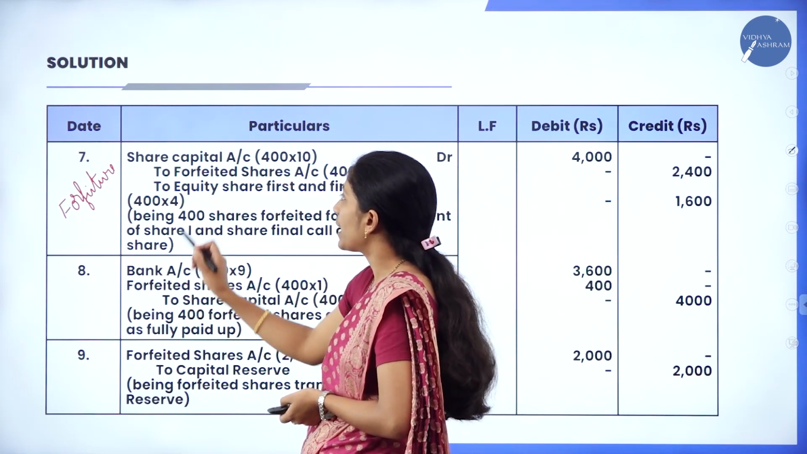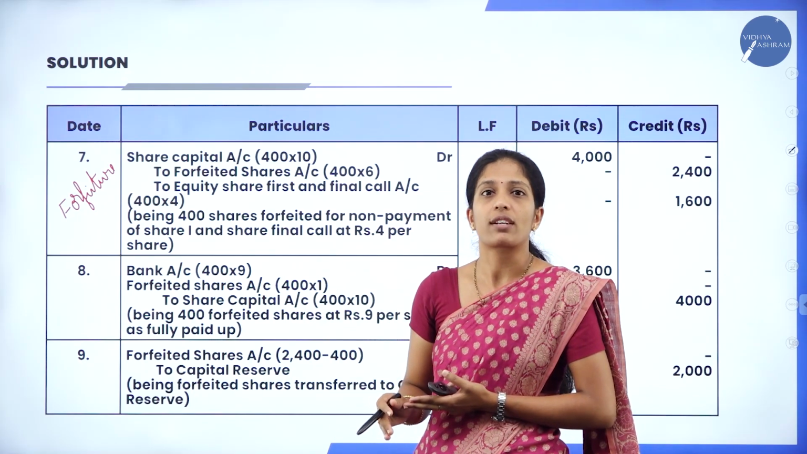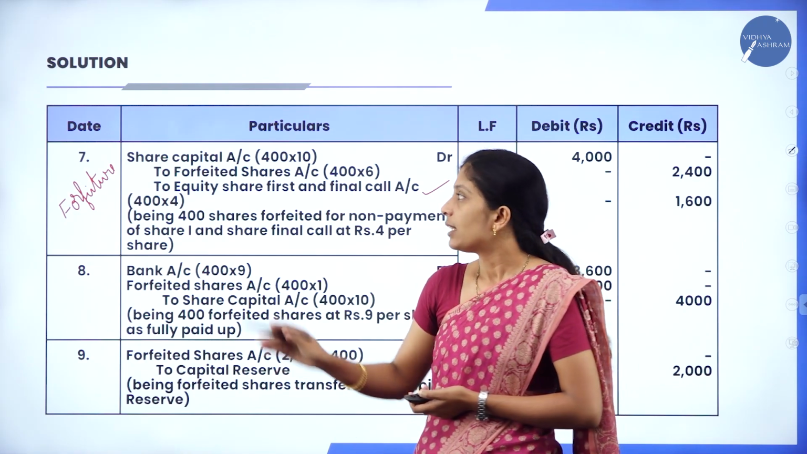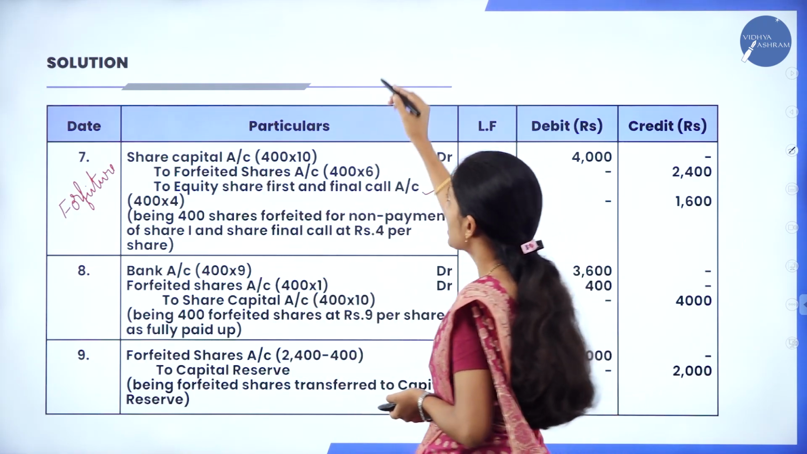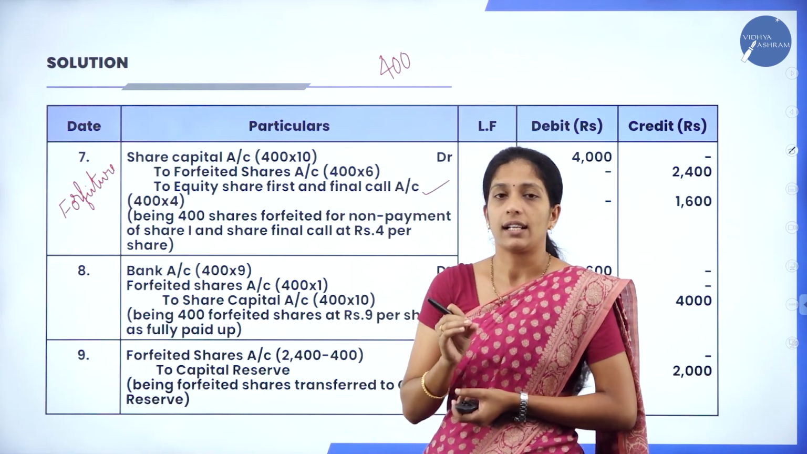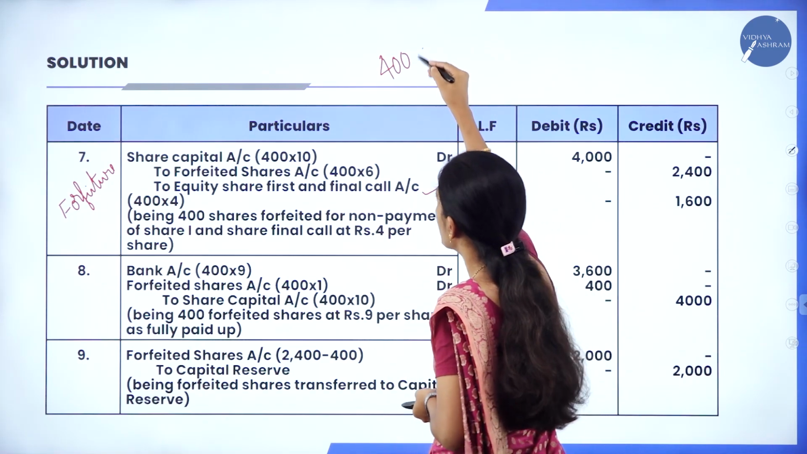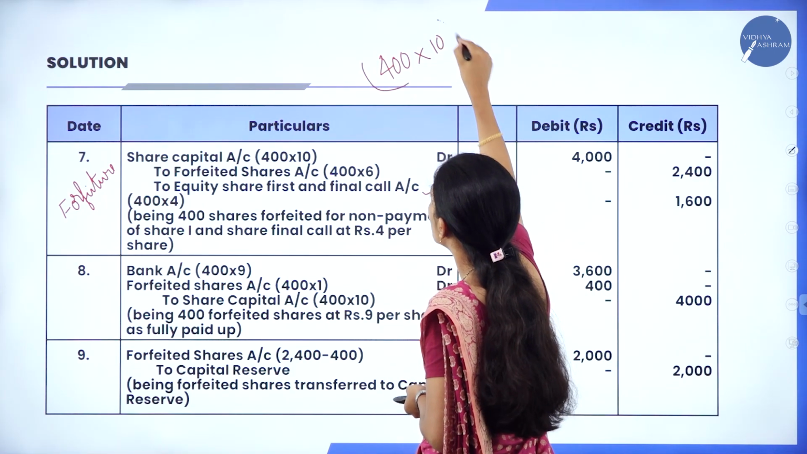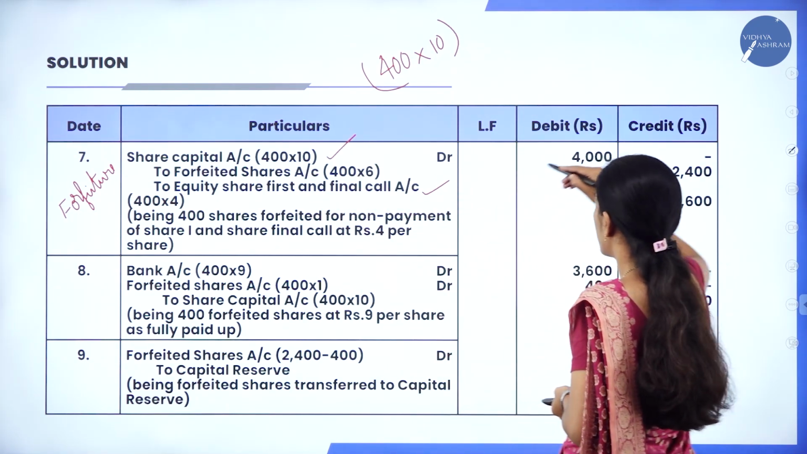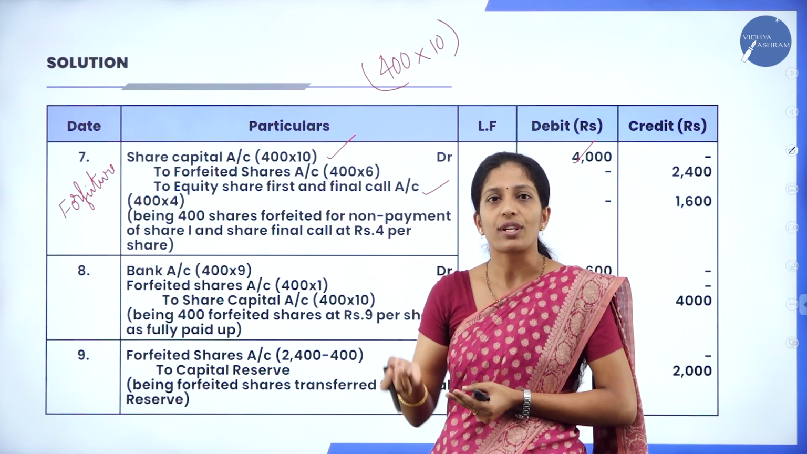Share capital account debit to forfeited shares account, and so on. On which stage have they not paid? On equity share first and final call account. Now, for share capital, what is the number of shareholders? 400 shareholders have not paid the money. And for share capital, what is the actual value of the share? That is 10 rupees. So 400 into 10, that will be transferred to share capital, 4,000.